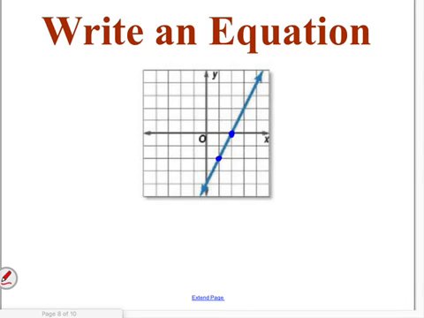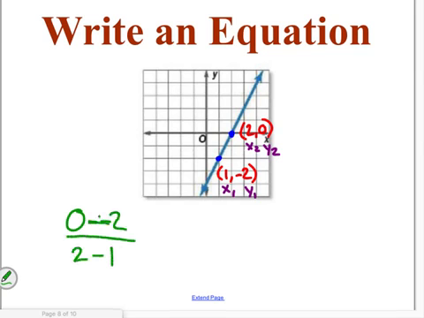So my first point that I picked out is at 1, negative 2, and my second point that I picked out is at 2, 0. That gives me an x1 and a y1 and an x2 and a y2. We can use that to figure out the slope. So I've got 0 minus negative 2 over 2 minus 1, which turns into a slope of 2 over 1.